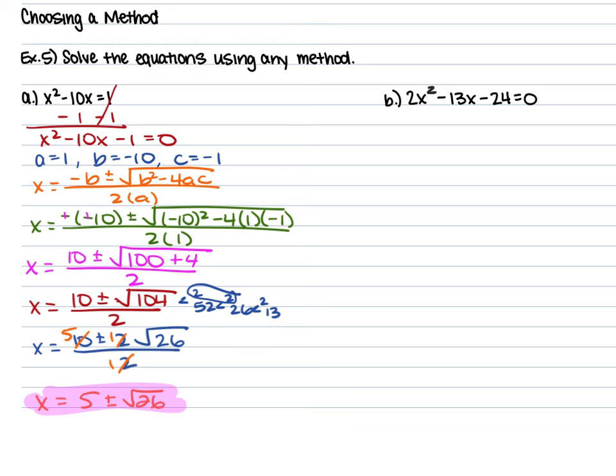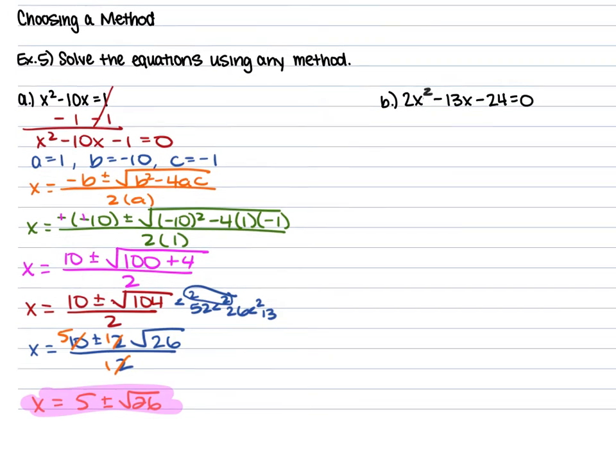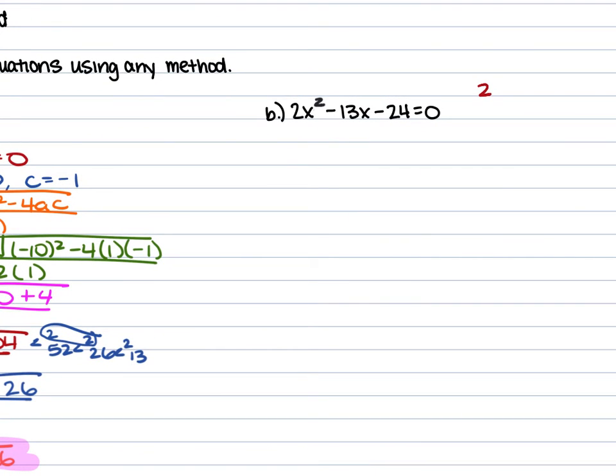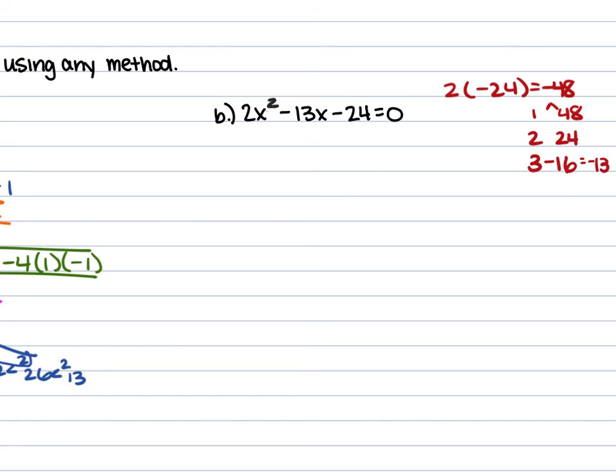For example B, we're going to be working with 2x squared minus 13x, minus 24 is equal to 0. You could try to solve this by factoring. If we were to do that, we would have 2 times negative 24, which is negative 48. You want to find the factors of negative 48 that add up to be negative 13, if there are any. You have 1 and 48, 2 and 24, 3 and 16. That 3 and the 16, if the 16 is negative and the 3 is positive, that gives you the negative 13. So we can solve this one by factoring.